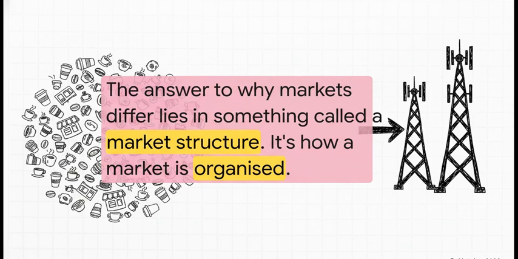And that's the key. The whole reason the coffee market feels so different from the mobile network market, it all comes down to this thing called market structure. You can think of it as the rule book for how a market is organized. And it's a big deal because it basically controls everything, from the prices you pay to the options you get.